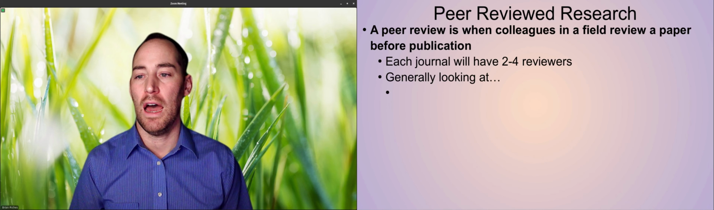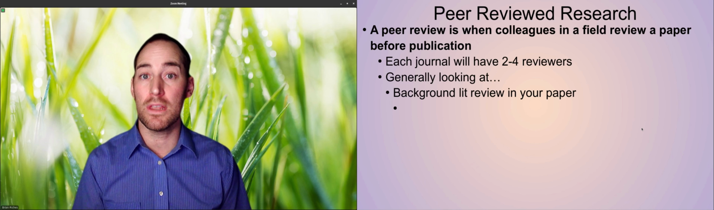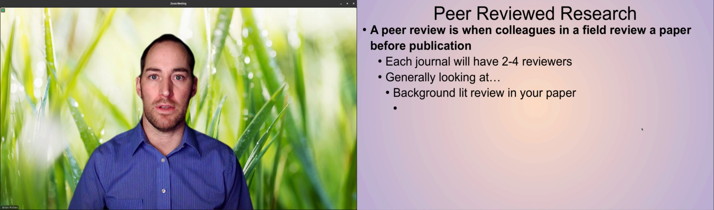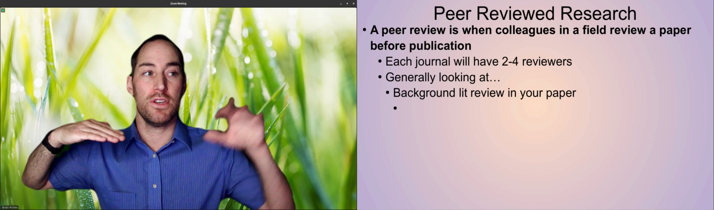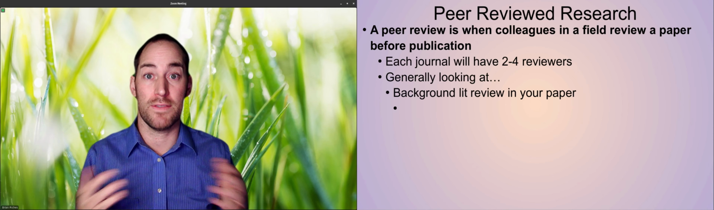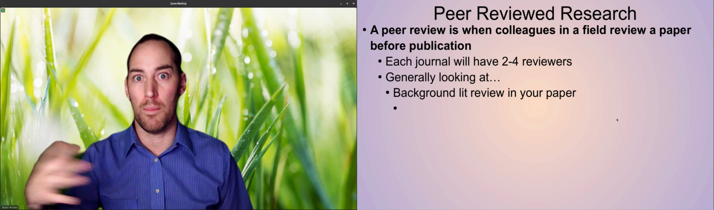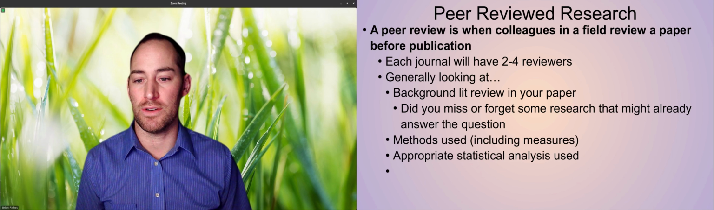So with this, generally what a reviewer will be looking at are things like the background, the lit review of your paper. Are you actually including all the relevant literature? Are you standing on the shoulders of everybody that you should be standing on? Did you forget this body of research on this topic? If so, then maybe your paper needs to be rejected and you should have thought more about it beforehand. So did you miss something that might have already answered these questions?